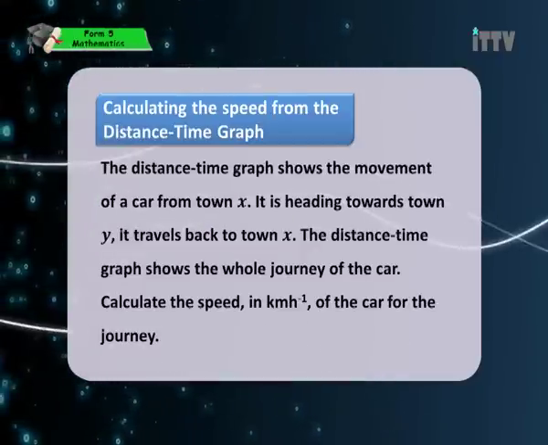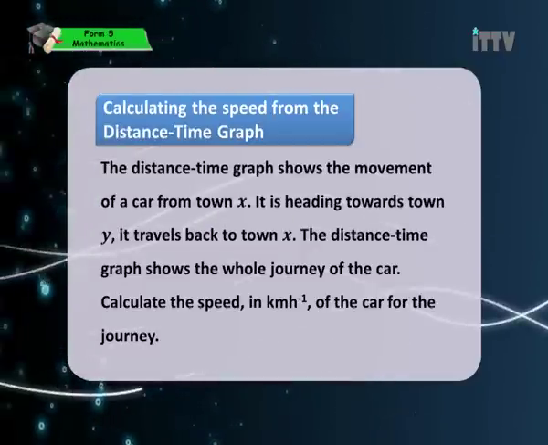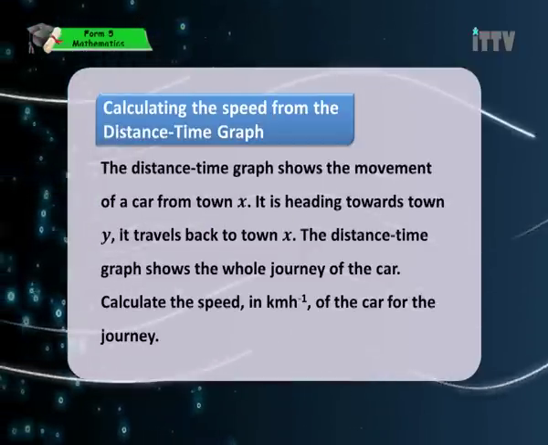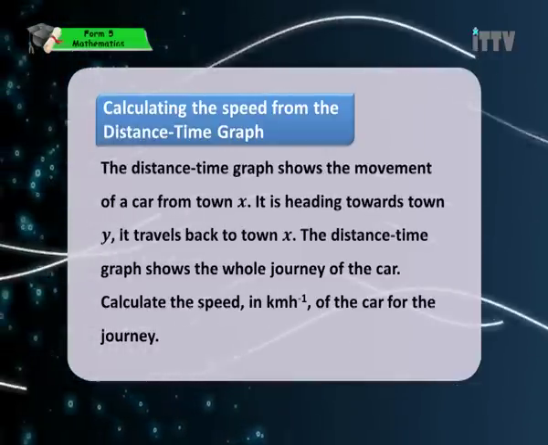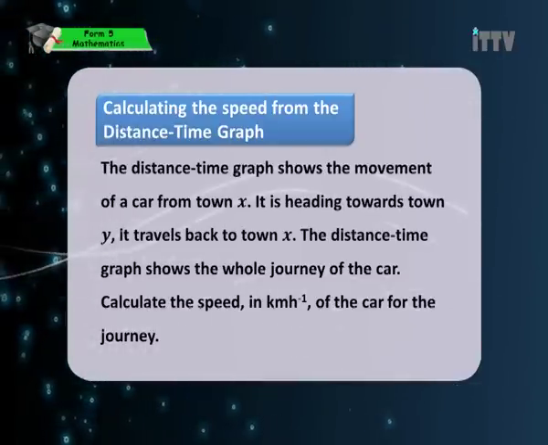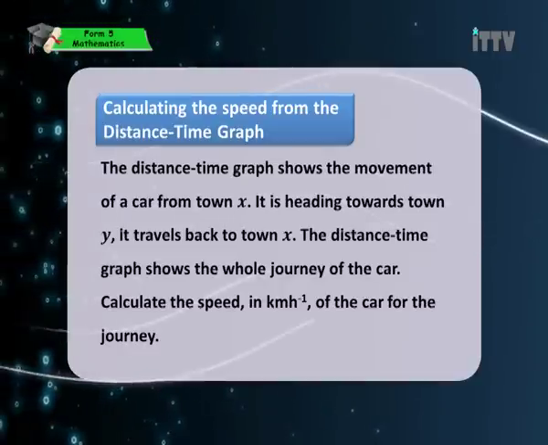Alright, the distance time graph shows the movement of a car from town X. It is heading towards town Y. It travels back to town X. The distance time graph shows the whole journey of the car.